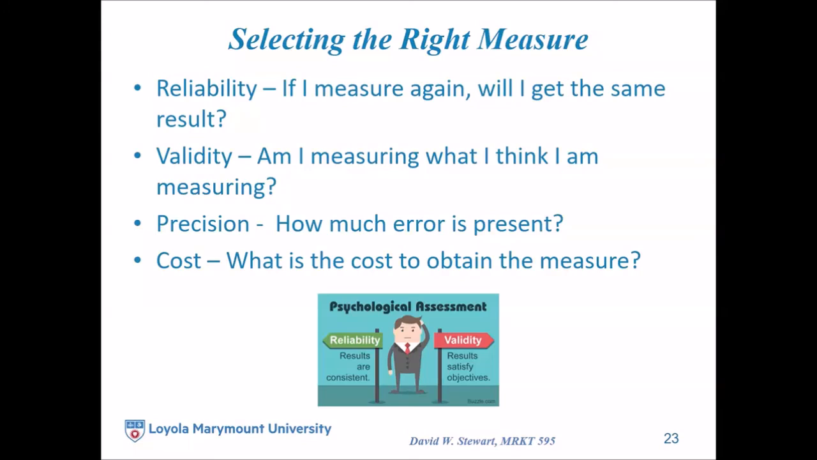Every so often, Walmart decides not to play nice, and they won't let Nielsen have their data. In some categories, Walmart is 40% of the category. Well, if I'm missing 40% of the category, I don't have much precision. So it's really important to understand how much error is present. And then finally, obviously, what's the cost? Generally, more reliable, more valid, and more precise measures cost more.